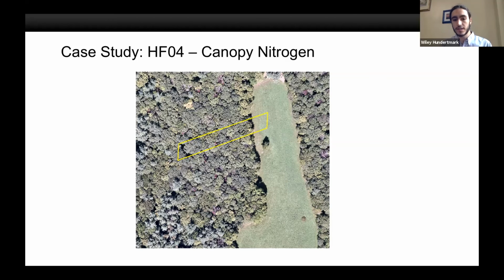And this was done not only here, but also at a handful of other plots around the Harvard forest, just so we had a more robust data set and we could kind of operate with different measurements. Rather than taking all of the measurements from one plot, we could take some measurements from a handful of different plots just to make our results a little bit more robust.